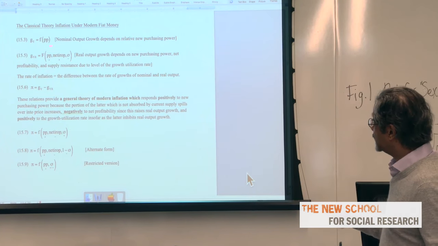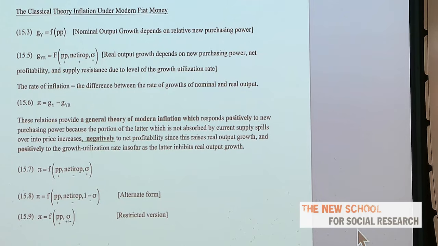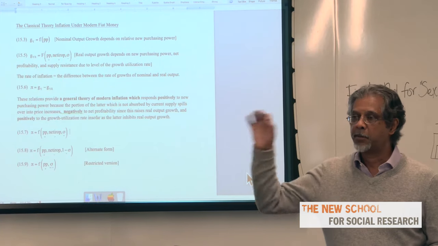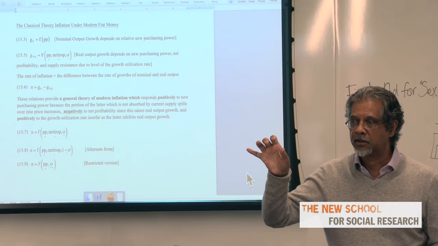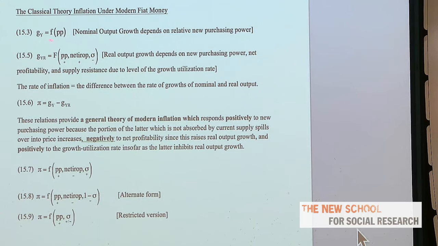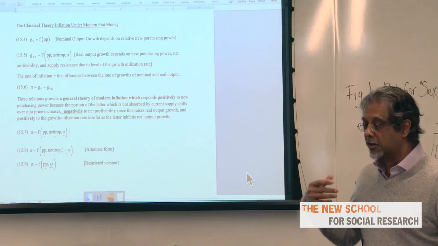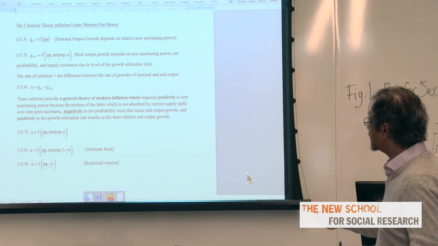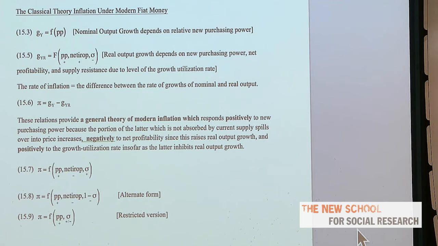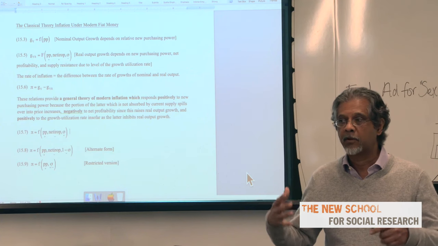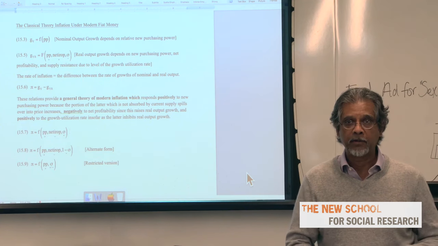For instance, the first one is that the growth rate of nominal output is a function of an increase in purchasing power. Small p is new purchasing power relative to GDP. Now, what's interesting is that the idea that nominal output responds to an increase of purchasing power is also in Friedman. In the Friedman case, instead of new purchasing power, you put new money. But that is, in fact, how Friedman's original argument was posed, in terms of the effect of the growth rate of money on nominal output.